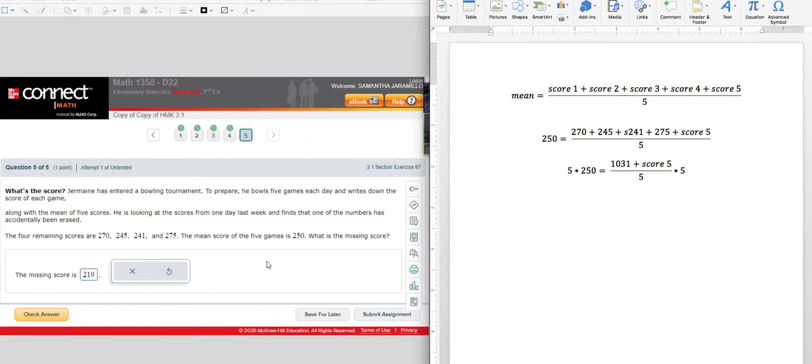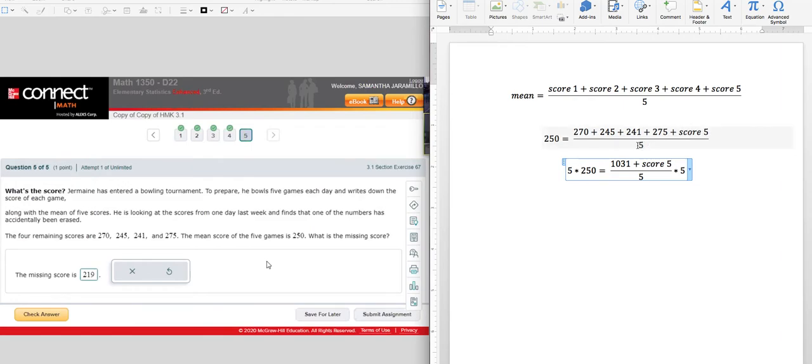And so the first thing we're going to do is add up all the numbers. Oh, still have an S in there. It's not supposed to be there. We're going to add up these numbers that we know, and that gives us 1031. And then the next step is we need to isolate the score 5.